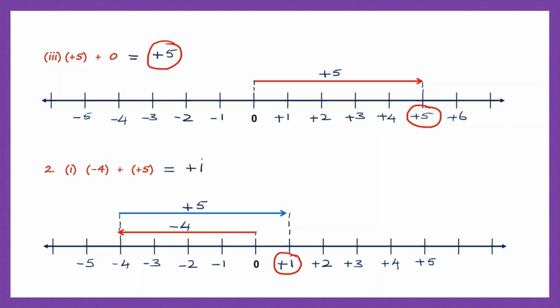Now look at the question and the answer. The question has 1 minus sign and 1 plus sign. So signs are different. When signs are different, look out for the bigger number. Which is the bigger number? 5. So put the sign of the bigger number. The bigger number has a plus sign, so we have put a plus sign. Now subtract the two numbers. 5 minus 4 is 1. That is, when signs are different, put the sign of the bigger number and subtract. Keep that rule in mind.